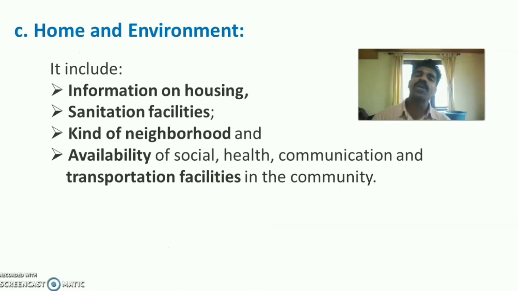Next is regarding home and environment, which includes information on housing, type of housing, then sanitation facilities available in the house, then kind of their neighborhood, about their neighbors, facilities available in the neighborhood, then availability of social organizations, health related organizations or health institutions, communication facility, transportation facility in that particular community. This all comes under home and environment.